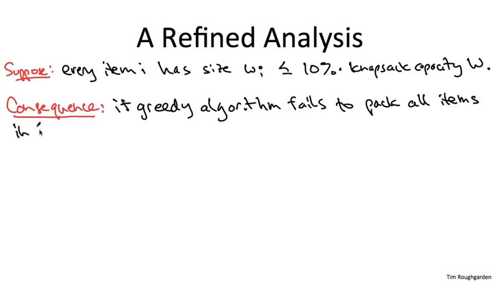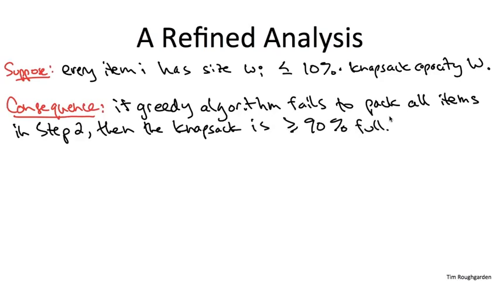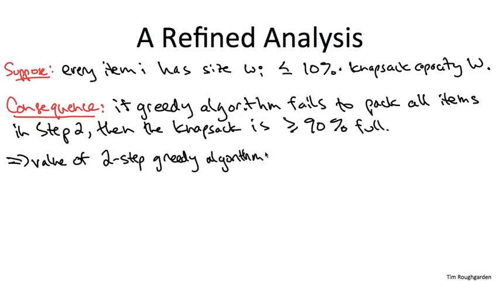Now, at some point we get stuck. There's some item k plus 1 where if we tried to put it in the knapsack, we would overflow the capacity. Well, by assumption, this k plus 1th item, its size is at most 10% of the original knapsack capacity. So if sticking in item k plus 1 would cause it to overflow, that means there's less than 10% of the knapsack capacity currently available. That is, the knapsack is currently 90% full or more with the items that we've already packed in so far. So this is sounding pretty good.